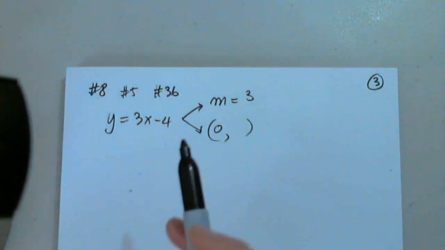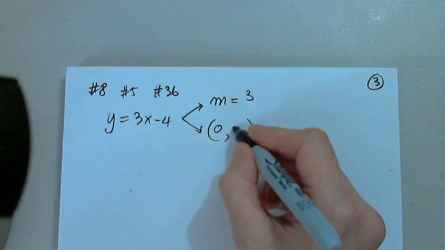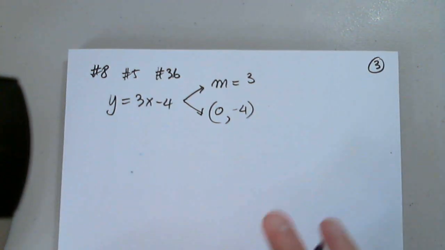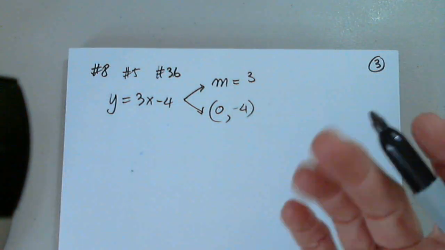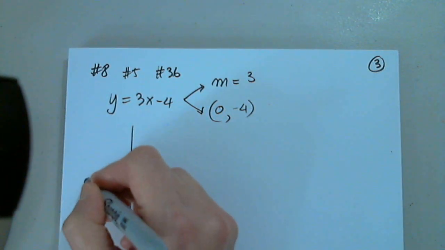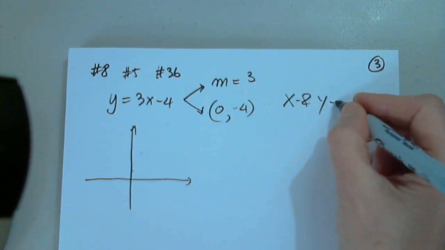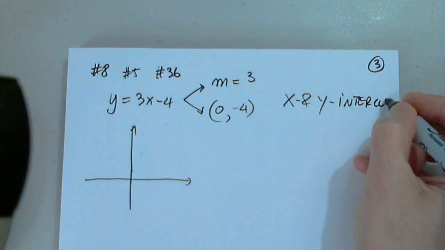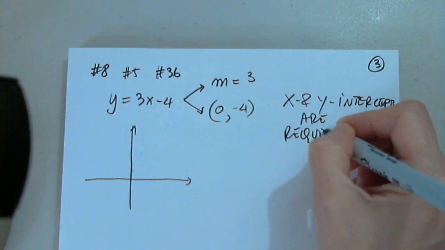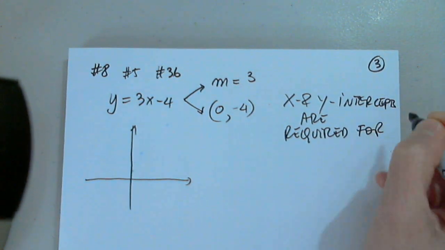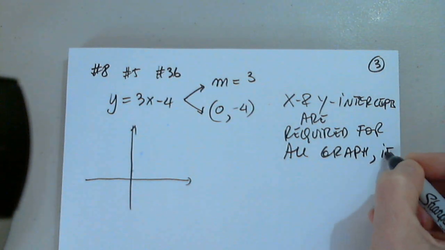Careful. We always take the number with the sign in front. -4. Awesome. Good. You know me already. I don't like to graph using the slope, but that's fine. Let's do it this time. Please remember, the x and y intercepts are required for all graphs, if they exist.